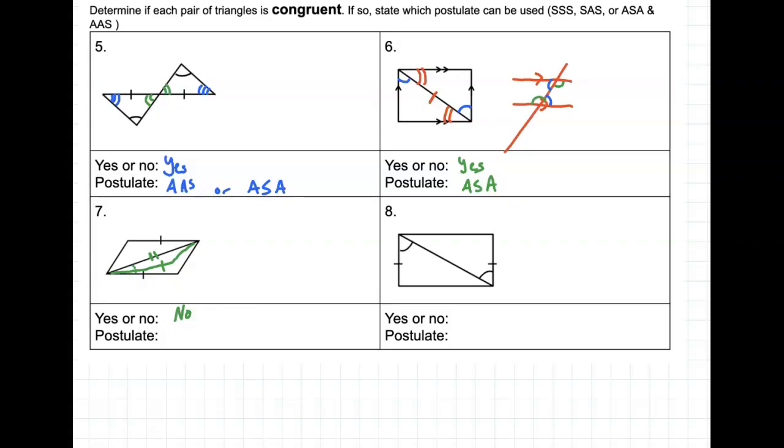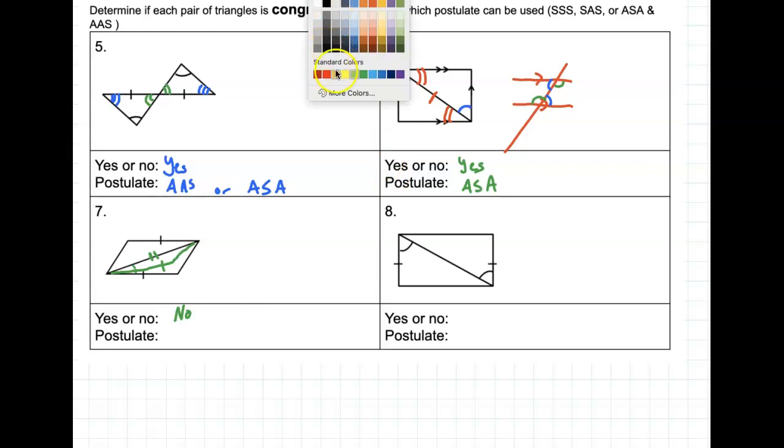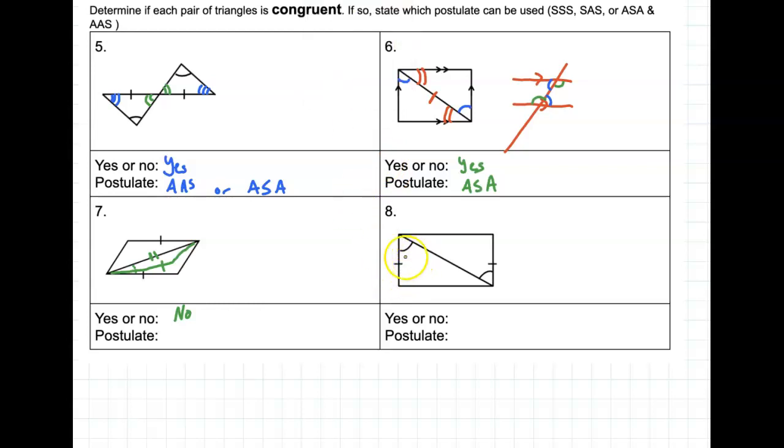Last one to look at for now. Let's take a look at, give me a different color. So here we have a pair of sides. This side is shared, so those are congruent. So you can see we have side, angle, side. So this is a yes because of side, angle, side congruency.